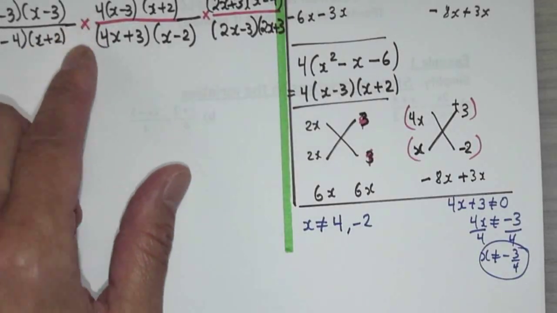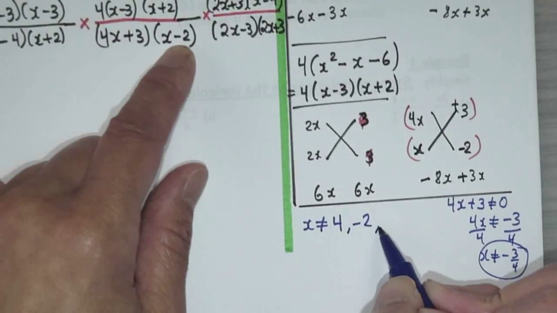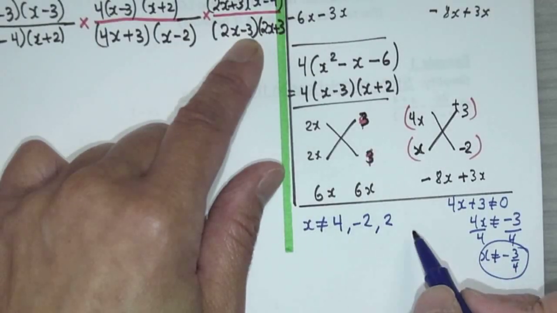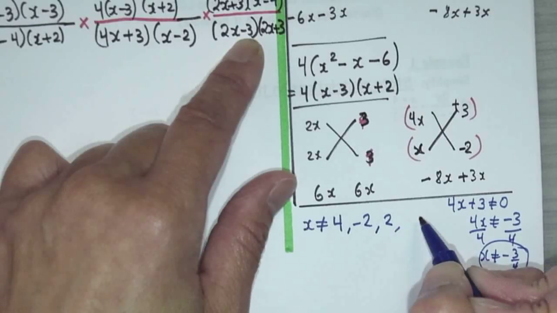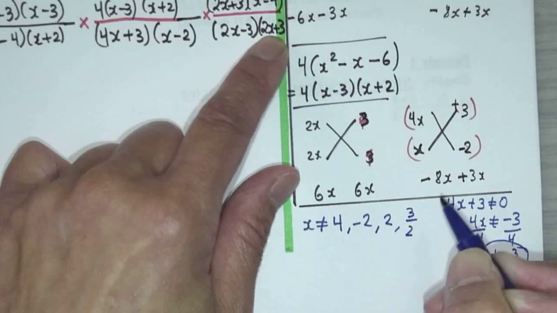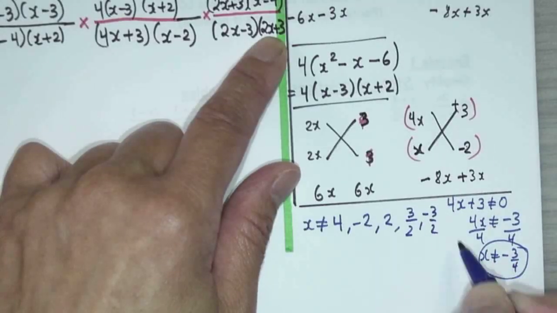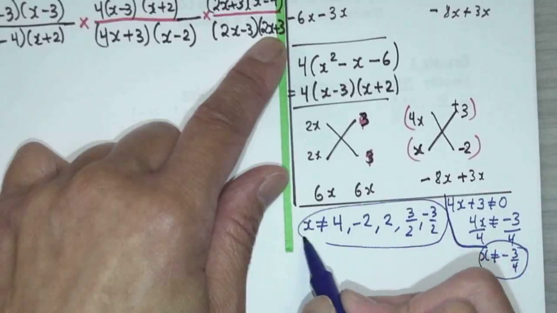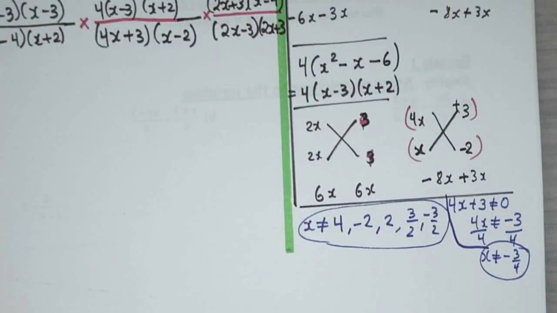Okay, but I've got this one, 2. Okay, this one, if you want to do it on the side, you can do it on the side. Okay, so you can still do that on the side. You should get 3/2, and then the next one, -3/2. So you're going to get all of these and that one.